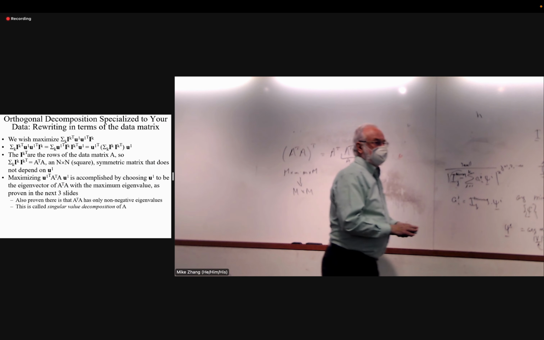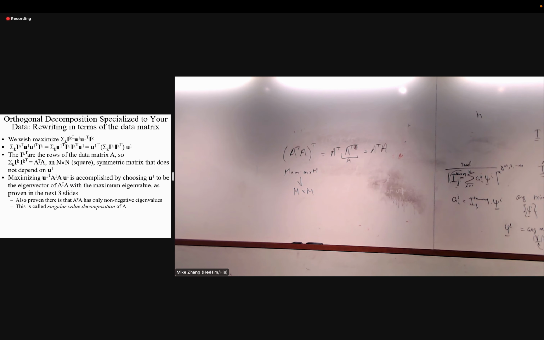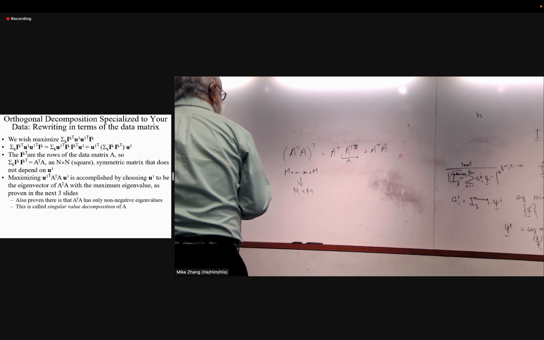Well, the first point to make is that A transpose A, being symmetric, has orthogonal unit eigenvectors, capital M of them, M by M. Any matrix that is symmetric has real eigenvectors, and they're all mutually orthogonal. That's a mathematical result that you should have learned somewhere, and if not somewhere, then here.